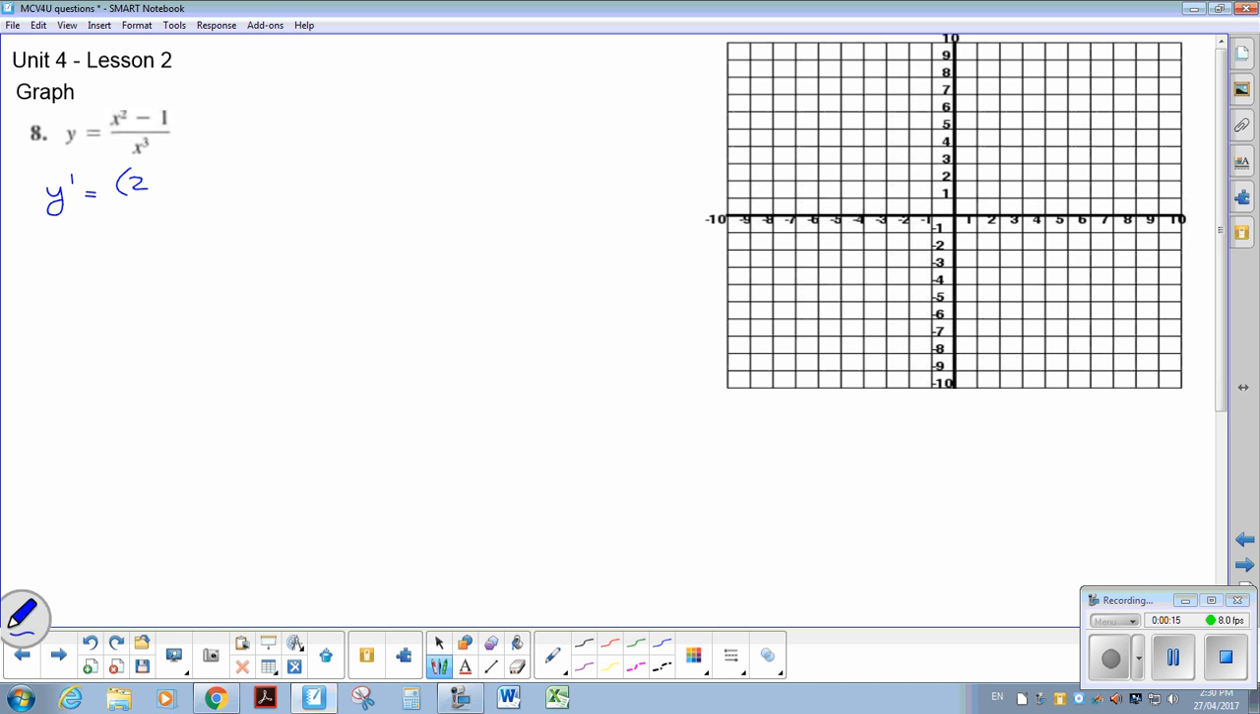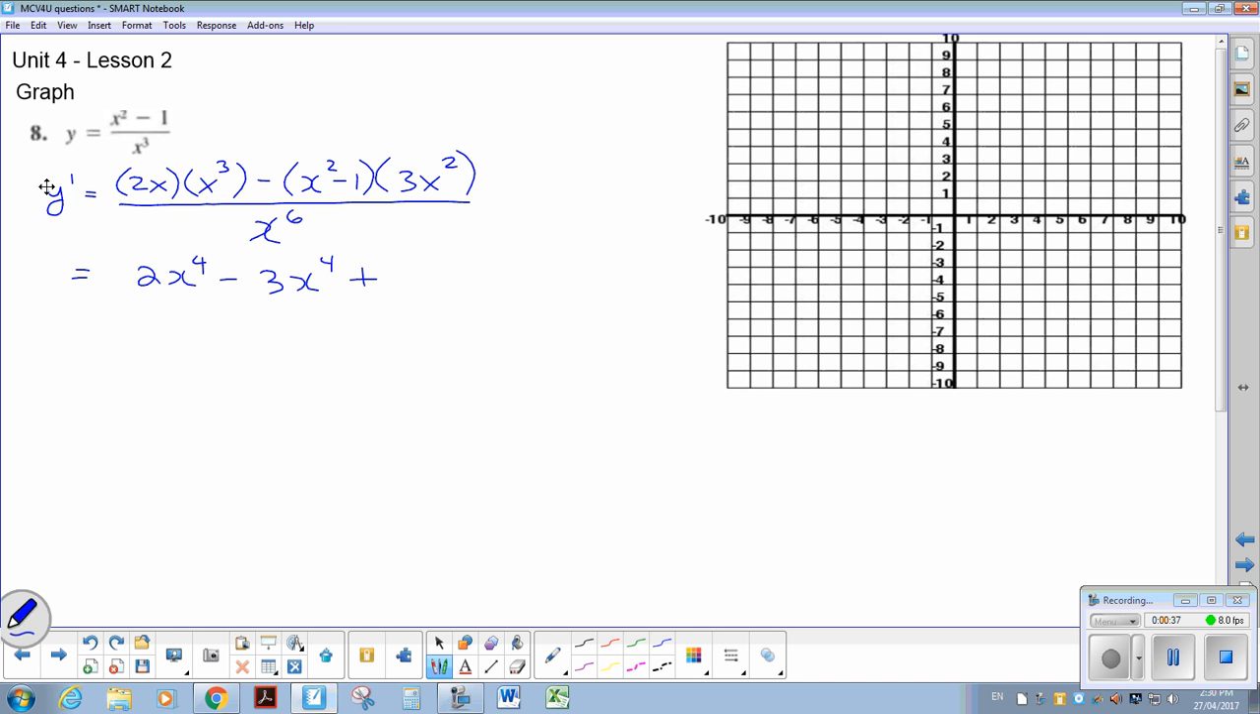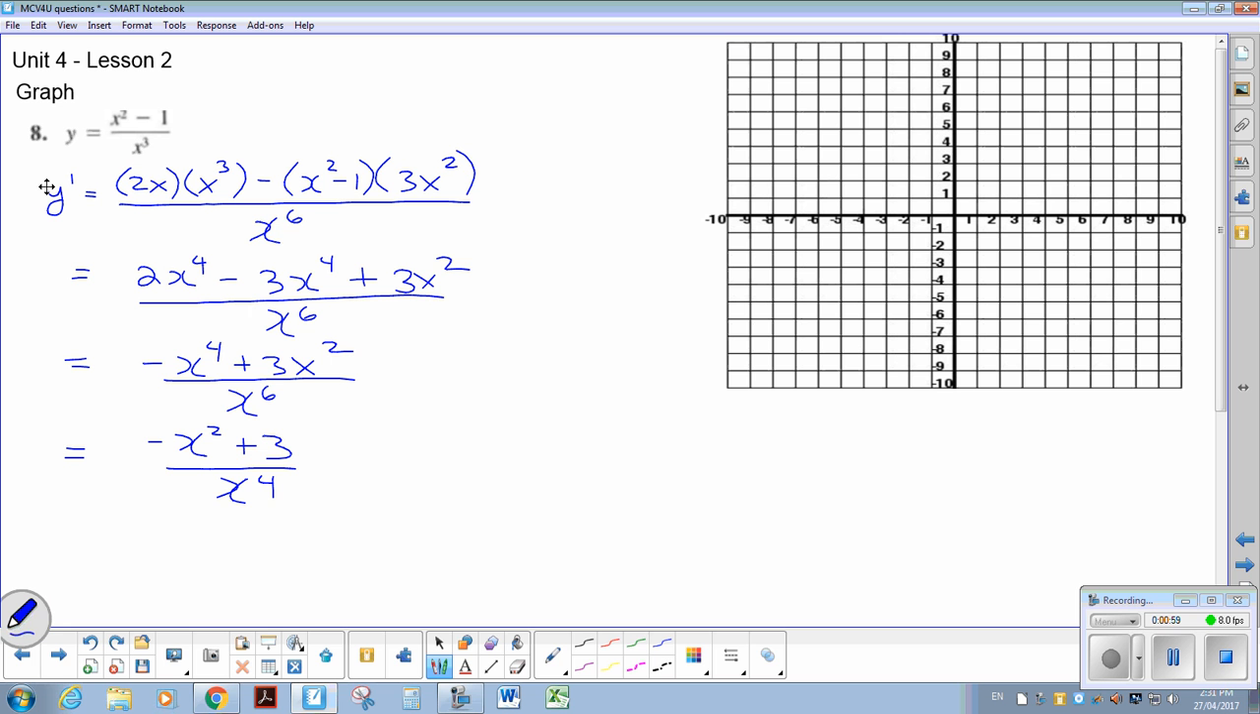So y prime would be 2x multiplied by my denominator minus my numerator multiplied by derivative of denominator over x to the 6th. Simplifying that, I get 2x to the 4th minus, got to use distributive law here, 3x to the 4th plus 3x squared over x to the 6th. I'm going to clean that up. So we end up with negative x to the 4th plus 3x squared over x to the 6th. And we can factor out an x squared here just to reduce it. So we end up with negative x squared plus 3 over x to the 4th.